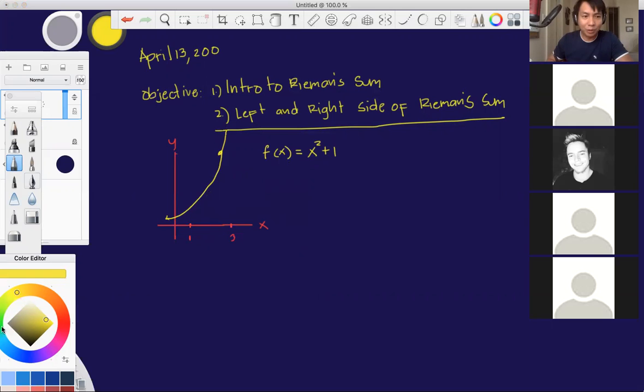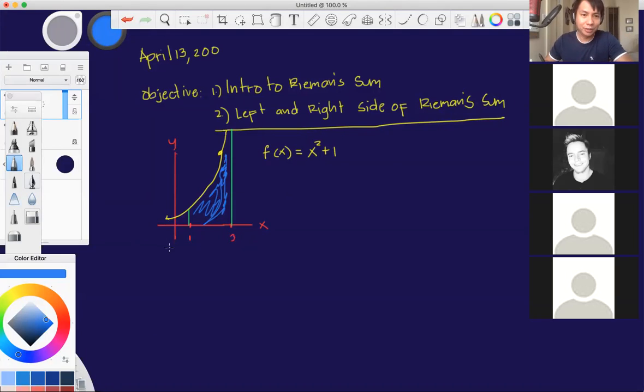And technically, we just wanted to find the area bounded by x equals 1 and x equals 3. So we wanted to find this area right here. So that's the use of our Riemann sum. Any questions so far, guys, with the problem? No. So is it clear that we're just looking for this area bounded by your 1 and your 3? Yes. Okay. All right.